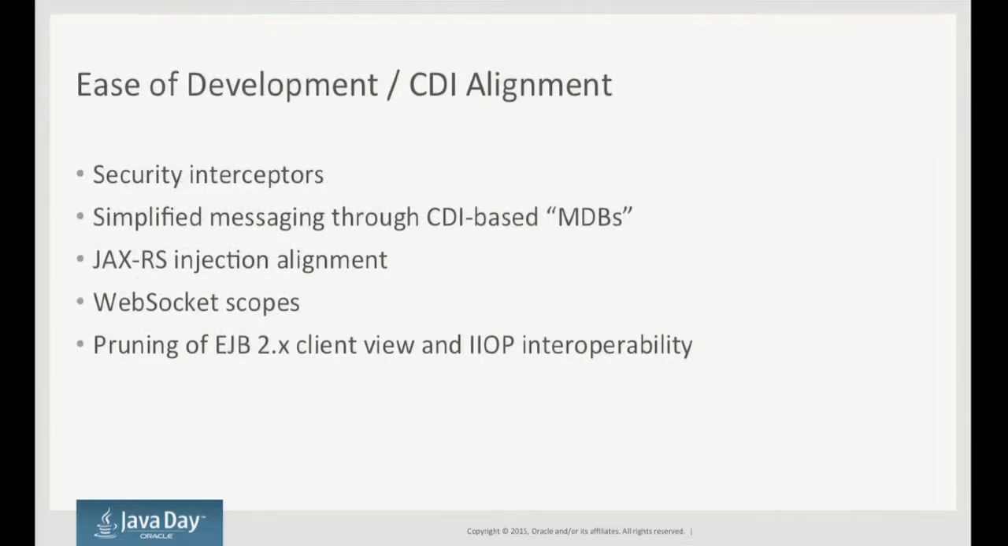Okay, I'd like to shift over now to our second theme for this release, which is continuing our work on ease of development and alignment or leveraging of CDI. And I'm going to be talking about security interceptors and simplified messaging, but I also want to note that there are other areas that we're working on as well. In particular, injection alignment for JAX-RS. There's a little bit of work that needs to be done there. And defining a scope, a CDI scope for WebSocket endpoints.